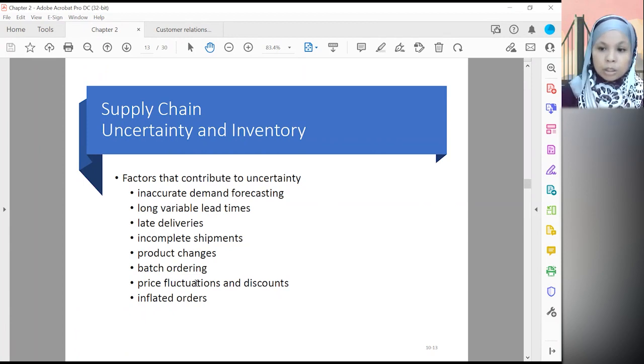That one we cannot control. If suddenly the country's economy changes, whether it drops, and so there are price fluctuations there. And then sometimes there are discounts that are not planned. Okay, and then inflated orders. Too many orders, you cannot cater. So this can cause supply chain uncertainty and inventory problems.